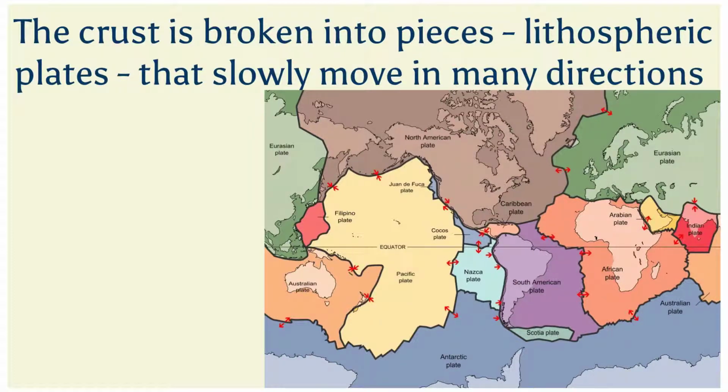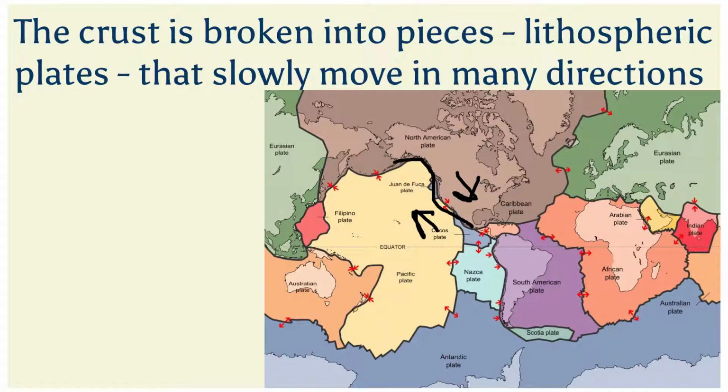And I'm not sure how well you can see this, but you can see here on this plate, it's moving in this direction, and our North American plate is moving in that direction, kind of a southeasterly direction. And right along that edge, which we call plate boundaries, not surprisingly, we find lots of earthquakes and volcanoes.